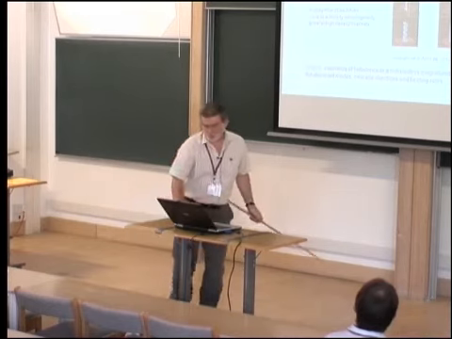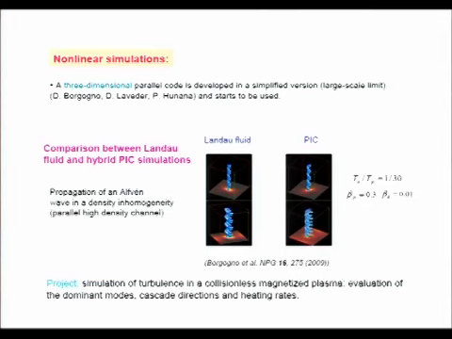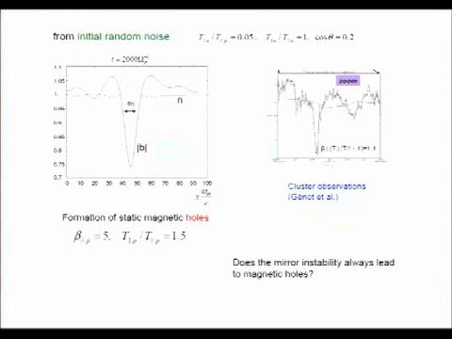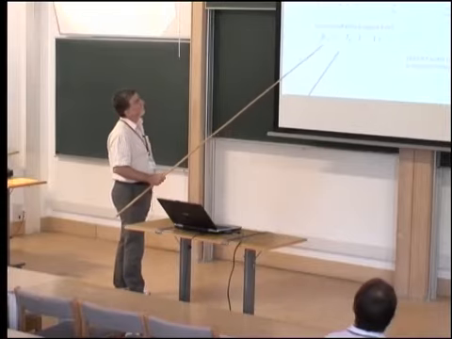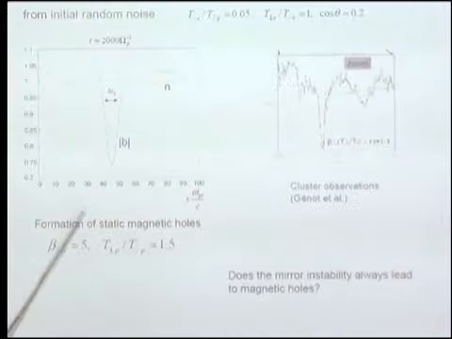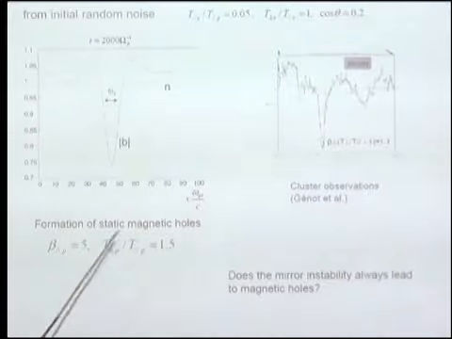In order to actually progress in that domain, we have done 1D simulations. First of all, I would like to show you what can be obtained as far as the mirror instability is concerned, because this will be important for the interpretation of what we obtained in the turbulence regime. In the simulation of the mirror instability, the saturation of the instability obtained in the code leads to magnetic holes of the order of 6 Larmor radii in size for a situation of parallel beta of 5 and a temperature anisotropy of 1.5.